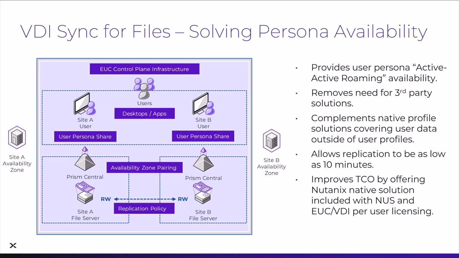Your RPO for this feature can be as low as 10 minutes. That's going to be dependent on how much data, your connectivity between the locations, etc. And also, this is going to be built into your existing licensing. So if you are licensed for Nutanix Files, you're going to have the capability to do VDI Sync, whether you're licensed through our Nutanix Unified Storage licensing or our EUC VDI per user licensing that comes with Files as well.